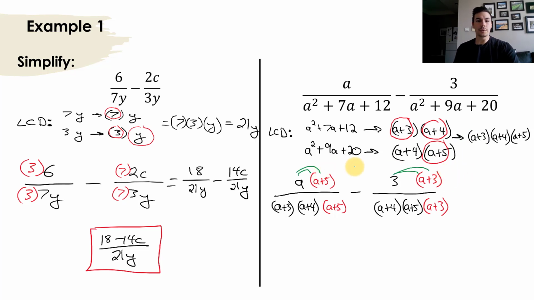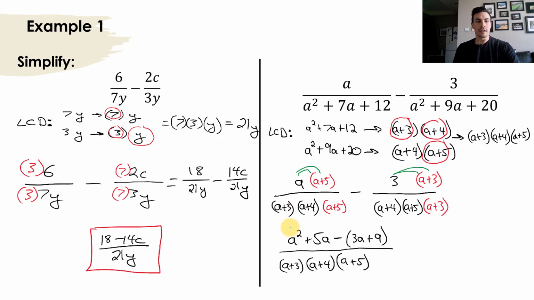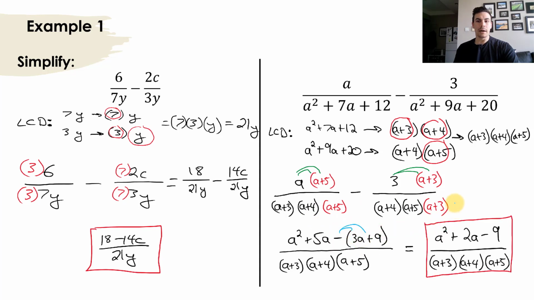And we can go ahead and distribute my a and distribute my 3. And what do we have? We'll have a squared plus 5a minus, now don't forget, when we have a minus here, you are subtracting this entire numerator. So it's helpful to put parentheses around here and then think of distributing a negative 1, that's what I would suggest. So we would distribute a negative 1 here, and that would give me minus 3a minus 9. And when we combine like terms, that would give me a squared plus 2a minus 9 all over my least common denominator. So that's how we would simplify this expression here.